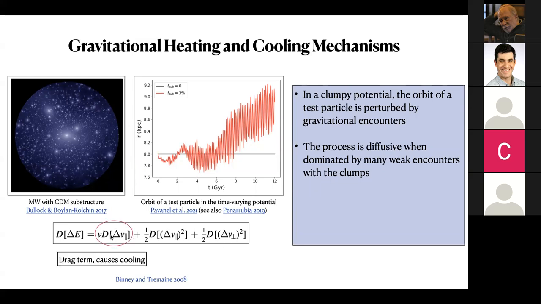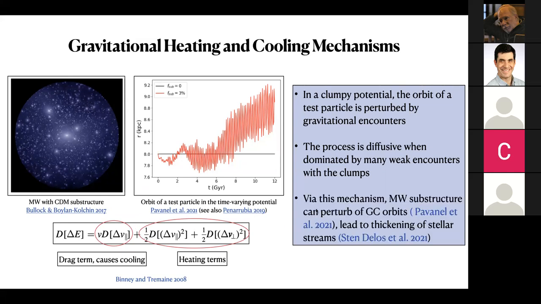Now, it turns out that the first order diffusion coefficient is negative. So this is a drag term, and this causes cooling. Whereas these terms are positive, and these are the heating terms. These diffusion coefficients depend on the mass of the clumps, the density distribution of the clumps, and the velocity dispersion of the clumps. I just want to mention that via this mechanism, the substructure in the Milky Way can perturb globular cluster orbits, and it can lead to thickening of stellar streams as well.